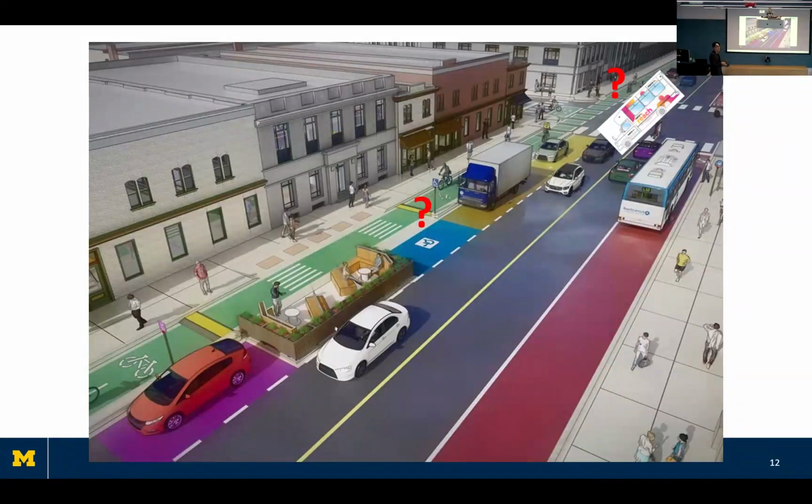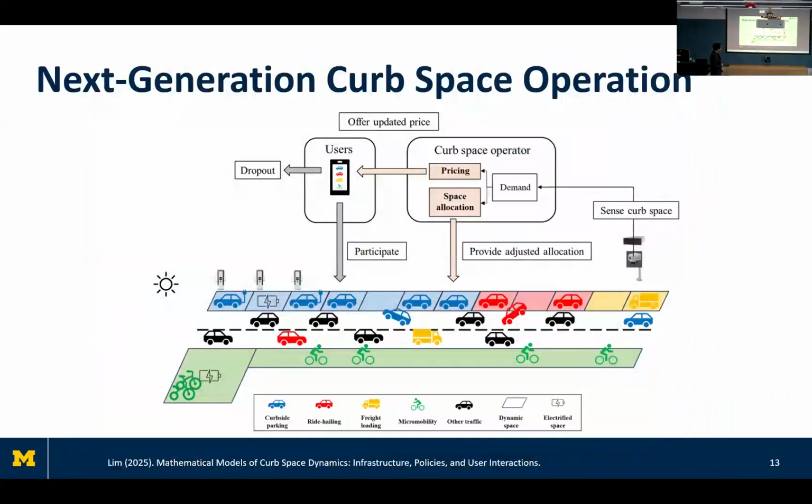However, because it currently is operating in a fixed setting, this shuttle probably has to cruise around or make an illegal stop, whatever it is. But I want to design a smarter way to boost the efficiency of the curb space. So this is a diagram illustrating how I envision the future of curb space operation to be.